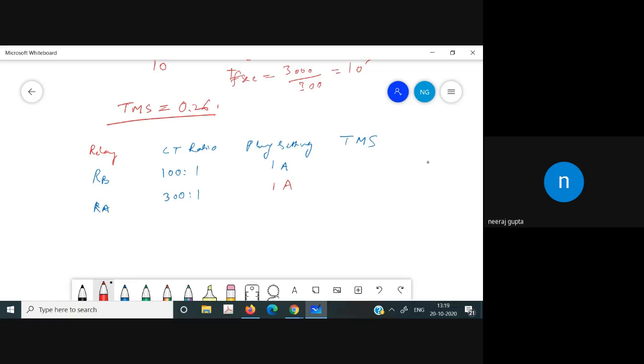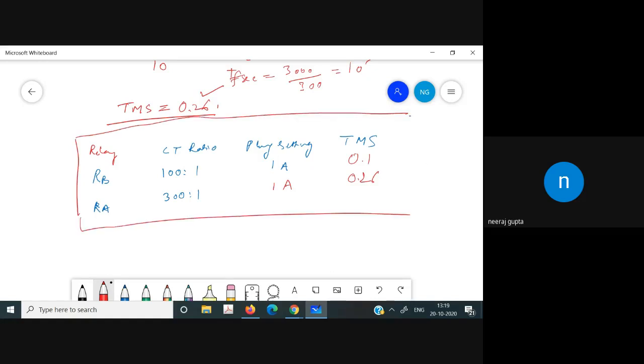And the time setting that we have calculated, in this case it is 0.26, in the second one 0.26, and in the first one we have calculated RB is 0.1. So this is the table for the relay settings and various values that we have calculated for the maximum value of the fault current at B. Now this completes the setting of the relay.